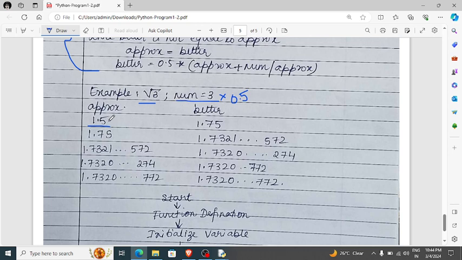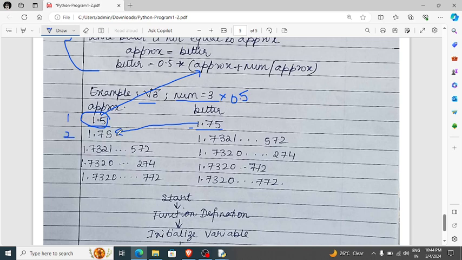Now this 1.5 I am going to substitute here to get my first better value. You can try this in your calculator, and you will see that the first better value is 1.75. Now is your 1.5 equal to 1.75? No way, it's not the same. So this 1.75 becomes your approximate value for the second iteration. This is the first iteration, this is the second iteration.